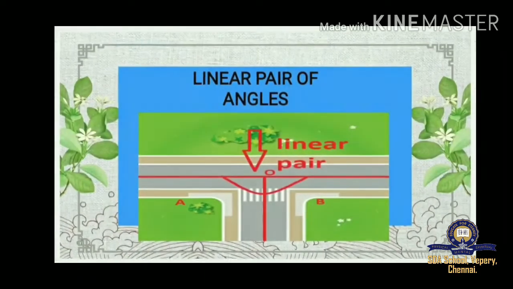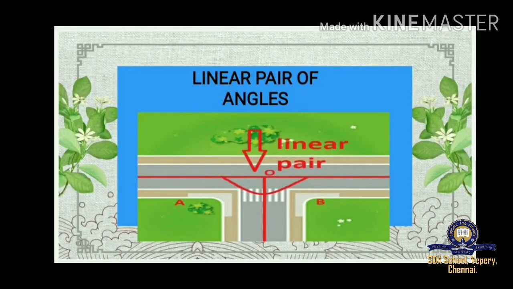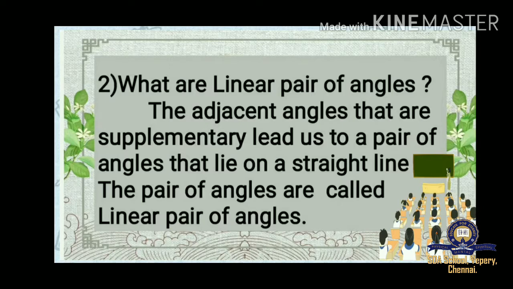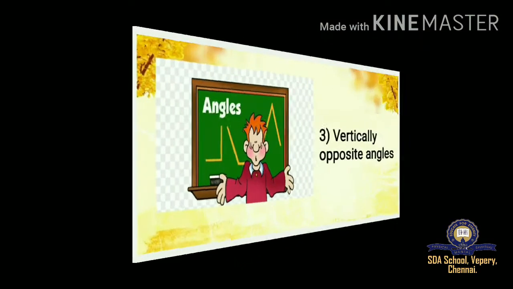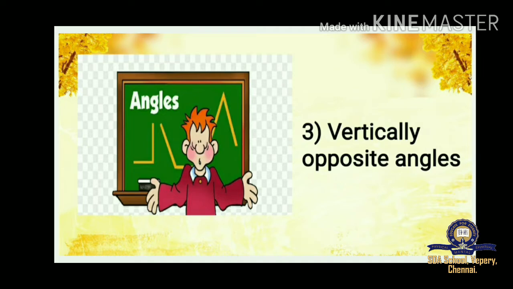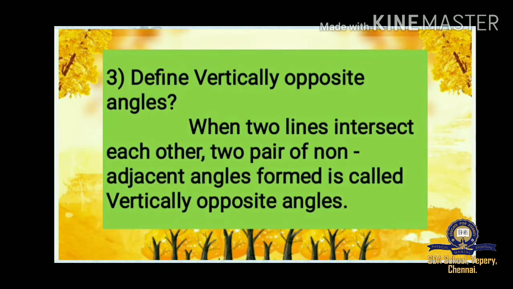We move on to our second definition, linear pair of angles. The adjacent angles that are supplementary lead us to a pair of angles that lie on a straight line, and the pair of angles are called a linear pair of angles, right? Yes. We move on to our third definition, vertically opposite angles. When two lines intersect each other, the two pairs of non-adjacent angles formed are called vertically opposite angles, right?